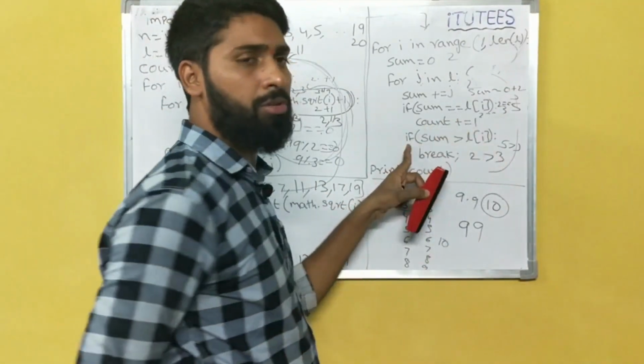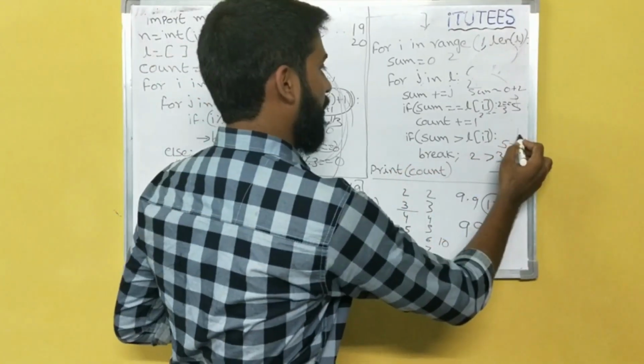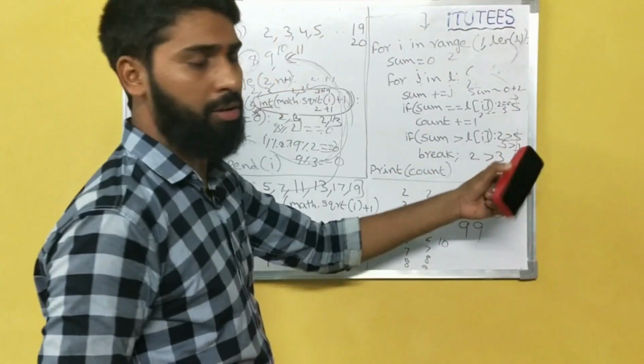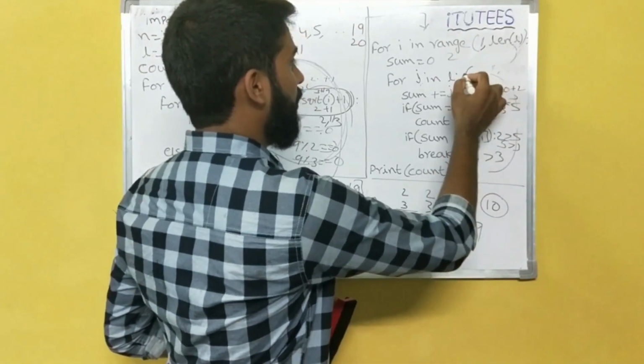Sum greater than or equals to L of I. What is the L of I? 5. 2 greater than 5? No. So again you go to the for loop here.